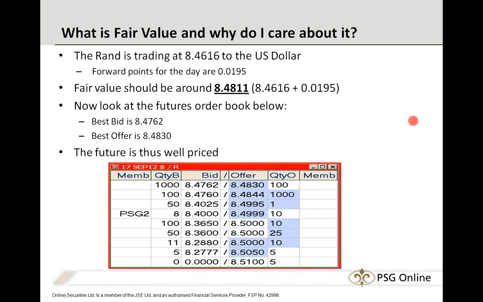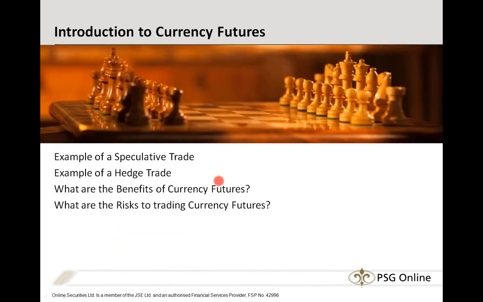So here's our example again. The rand is trading at 8.46, and our forward points are just under 20.2 cents. You add the two together, so we get 8.4811. And you can see where the market's trading. So we're right near the middle. So we're basically well priced. So you can see the market is roughly about 2 cents off the whole time. But that's how the market's trading at the moment.